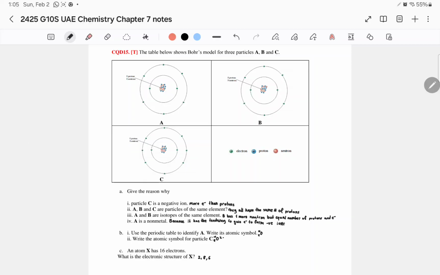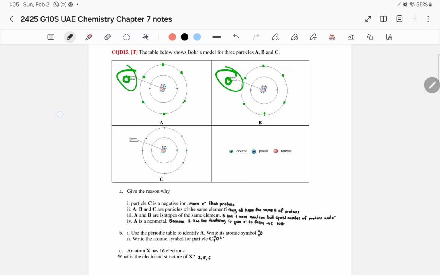And A and B are isotopes of the same element. Why? Because they have the same number of protons, same number of electrons. They both have 8 electrons, as you can see here. But they have different numbers of neutrons. So we said same electrons, same protons, different neutrons means they're isotopes. A and B are isotopes because B has one more neutron but an equal number of protons and electrons.